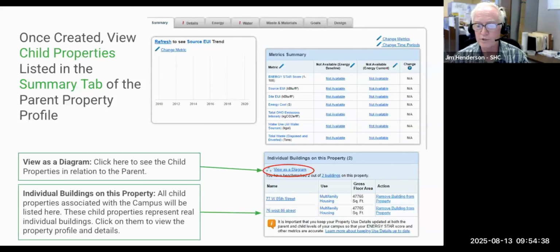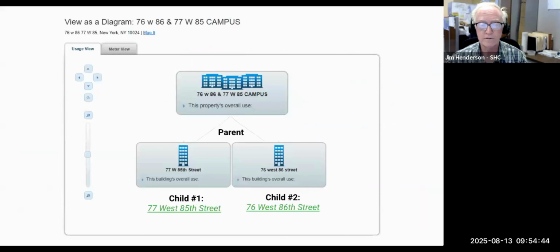And you can also view as a diagram all of your properties, and that will allow you to see all the properties as a diagram. So this one's a small campus, only 2 buildings. If you have a large campus, you won't see all of the buildings, but you can use the slider on the left to make them smaller to bring them all in on the same page.